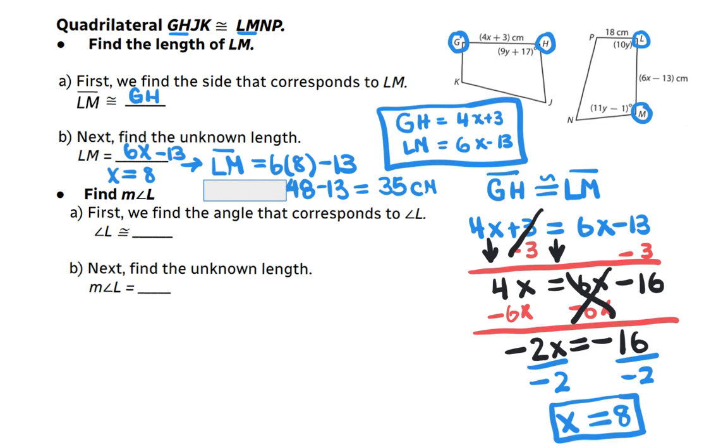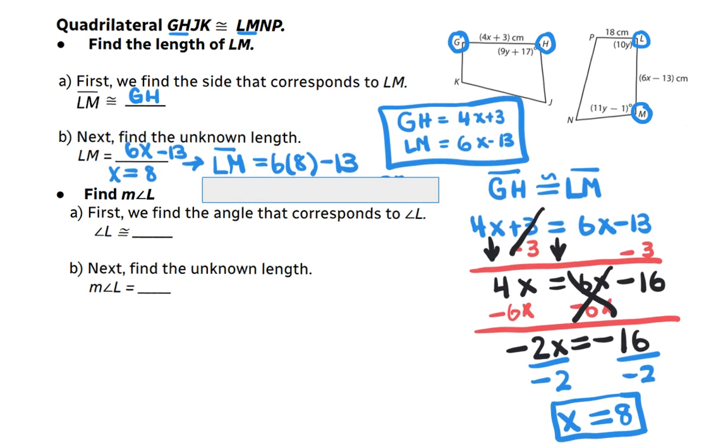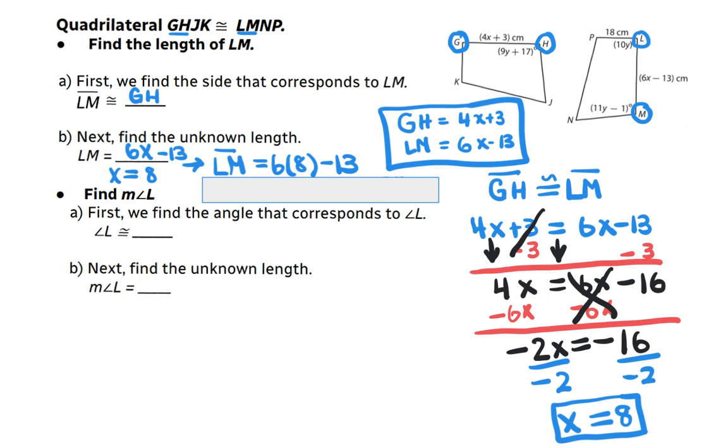Well, I don't want to cover it up, so let's see if I can put a box around it. Move it up a little bit. That's not how I want it, but we'll finally write it in here. LM is equal to 35 centimeters. And we substitute it for the x value.